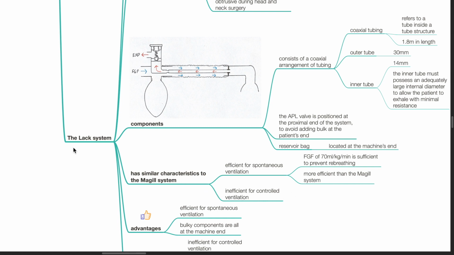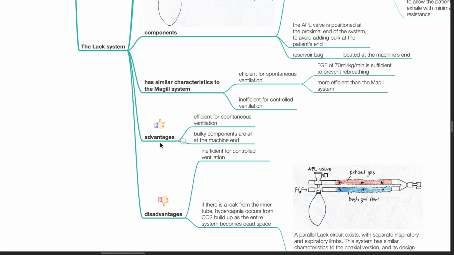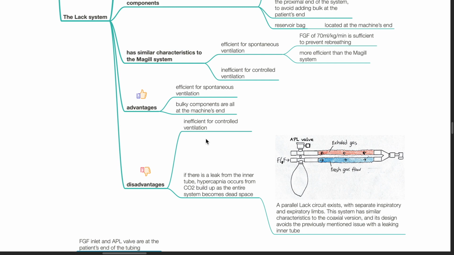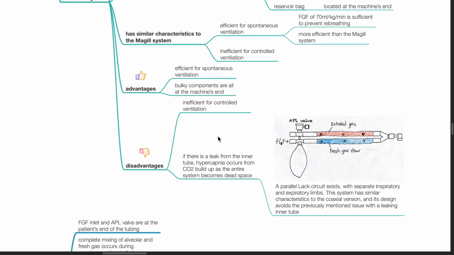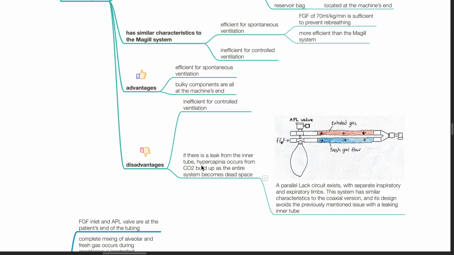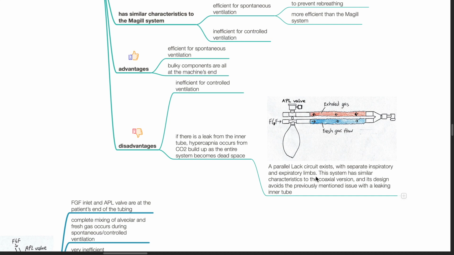However, the Lack system is inefficient for controlled ventilation. Advantages. It is efficient for spontaneous ventilation and bulky components are all at the machine's end. Disadvantages. It is inefficient for controlled ventilation as mentioned. If there is a leak from the inner tube, hypercapnia occurs from CO2 buildup as the entire system becomes dead space. A parallel Lack circuit exists with separate inspiratory and expiratory limbs. This system has similar characteristics to the coaxial version, and its design avoids the previously mentioned issue with a leaking inner tube.